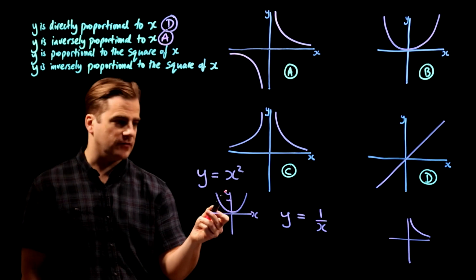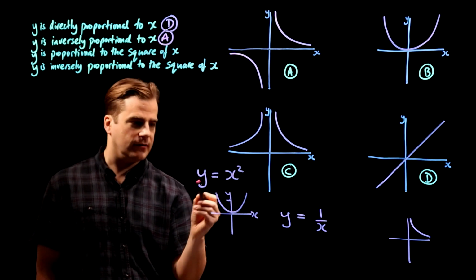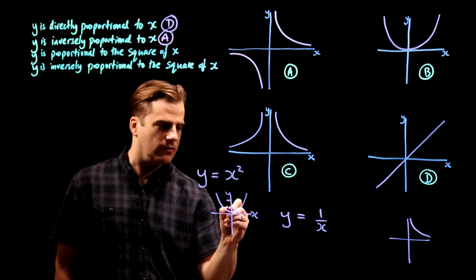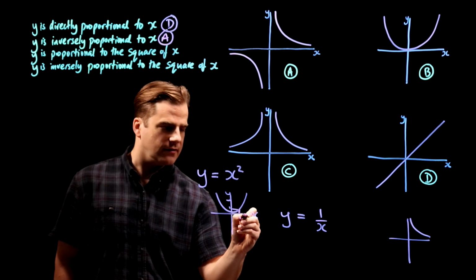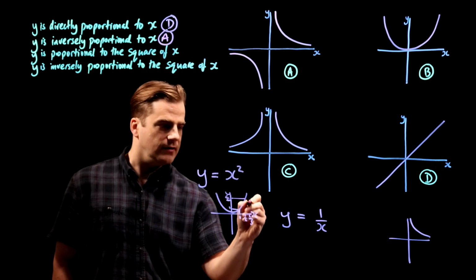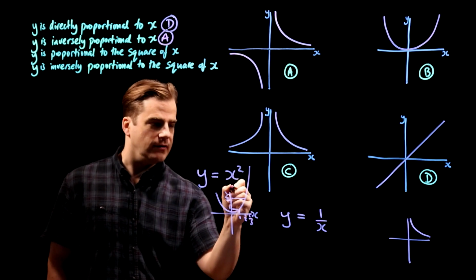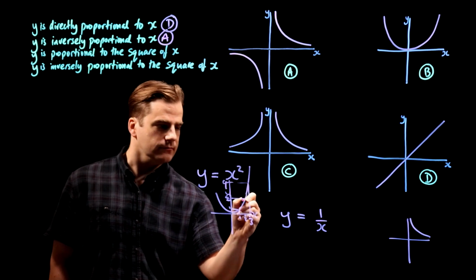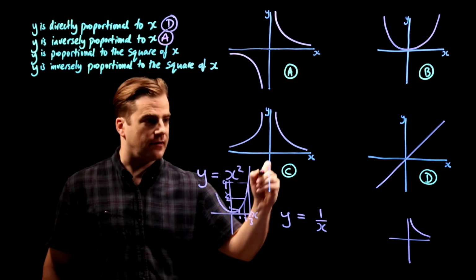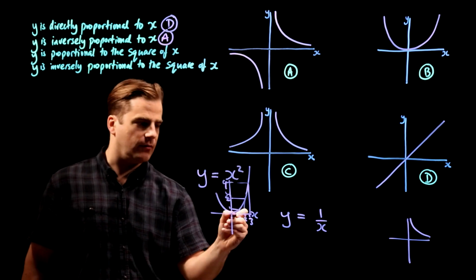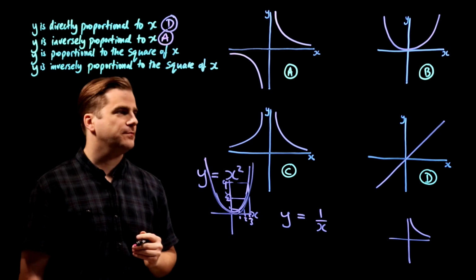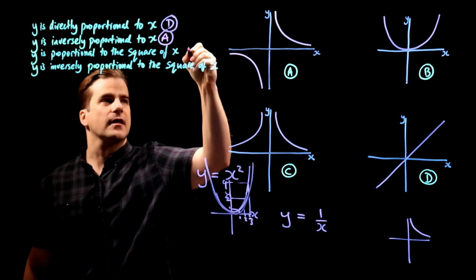You can put in some numbers to convince yourself. When x is 1, 1 squared is 1. So when x is 1, y is 1. When x is 2, 2 squared is 4. So when x is 2, y is 4. When x is 3, y is 9, which is up here somewhere. That's why it has this curved shape, because as x gets bigger, y gets bigger much quicker, because you're squaring x to get y. So that, B, has to be that one.